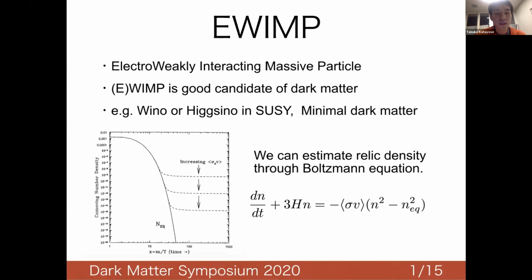Now, EWIMP is the electroweakly interacting massive particle. That means a massive particle with SU(2) charge. EWIMP is one of the WIMPs, so it's a good candidate for dark matter. Wino or Higgsino in SUSY, or minimal dark matter, is an example of EWIMP. And we can estimate the relic density by calculating the Boltzmann equation.